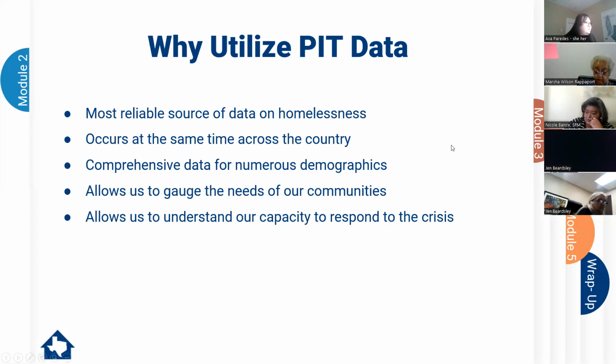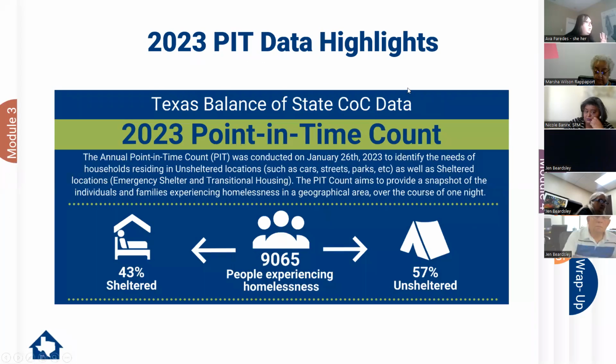All right, so let's go through some quick data highlights from our most recent count in 2023. We had our PIT count in the Texas Balance of State CoC on January 26, 2023. That was a Thursday. In that point in time count, we counted 9,065 individuals experiencing homelessness. So 9,065 people experiencing homelessness. 57% of those folks were unsheltered, and 43% of those folks were sheltered.